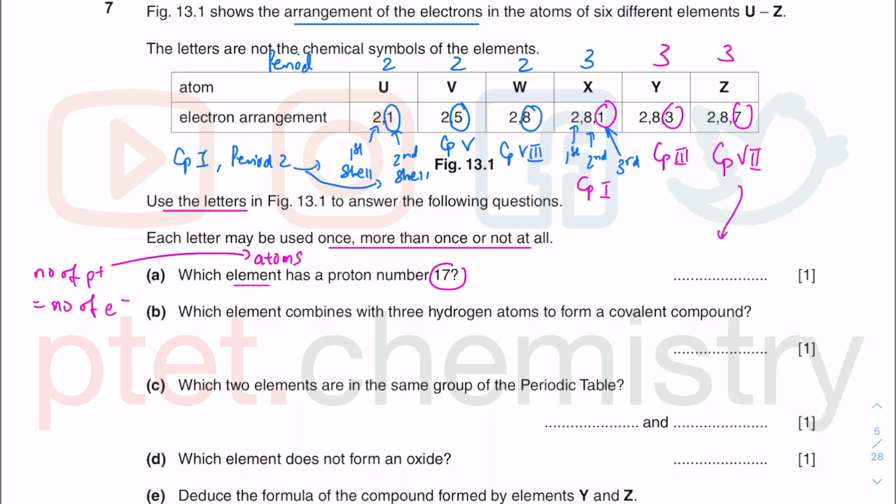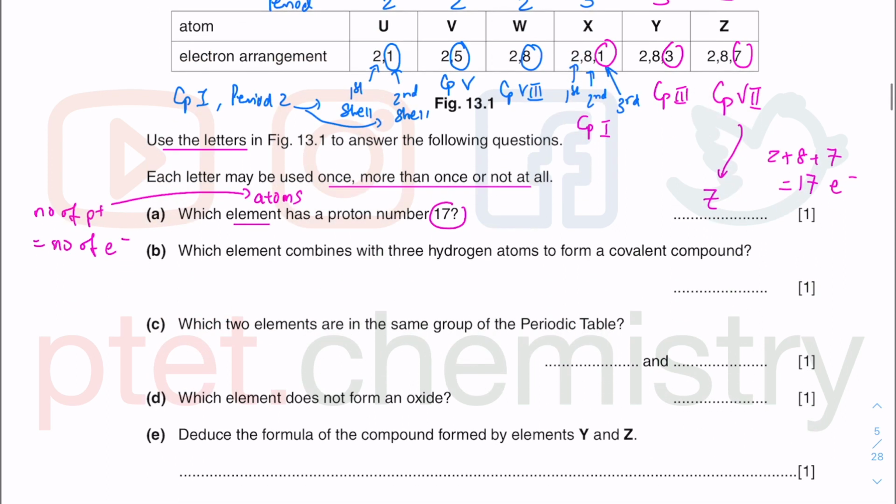That's why the answer there must be Z, because 2 plus 8 plus 7, the number of electrons, summed up in the first shell, the second shell, and the third shell, gives you 17 electrons. Number of protons equals number of electrons. Proton number 17, 17 electrons, because it's an atom. In the next one, which element combines with 3 hydrogen atoms?